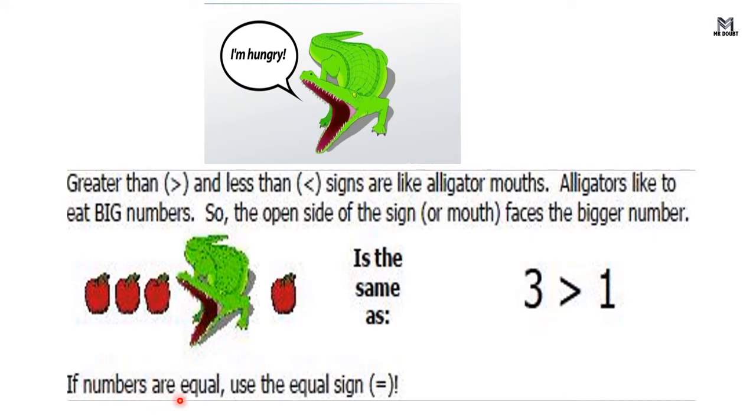And if the numbers are equal, then this hungry alligator is so smart that it does not open its mouth. It keeps its mouth closed, and this is the sign of equal to, right? So when the numbers are equal, then we put the sign of equal to.